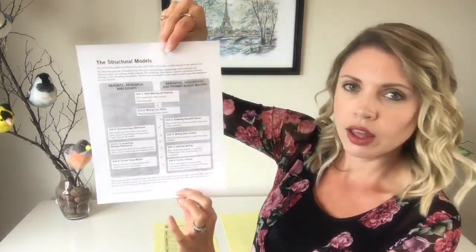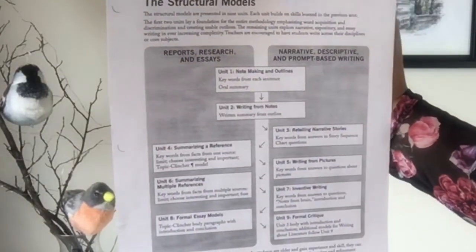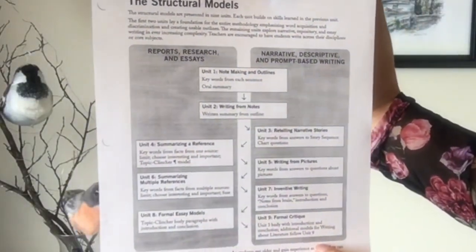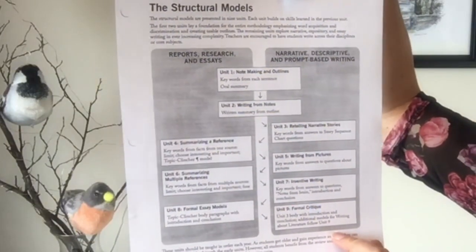I also wanted to add that it isn't until about that middle school grade 7 age that they add in units 8 and 9. It only goes up to unit 7 for the younger students. So that's perfect. But once they hit that middle school age range, then yes, they are hitting unit 8, the formal essay, and then the very final unit is back on the more narrative prompt-based writing side, and it is the formal literary critique.